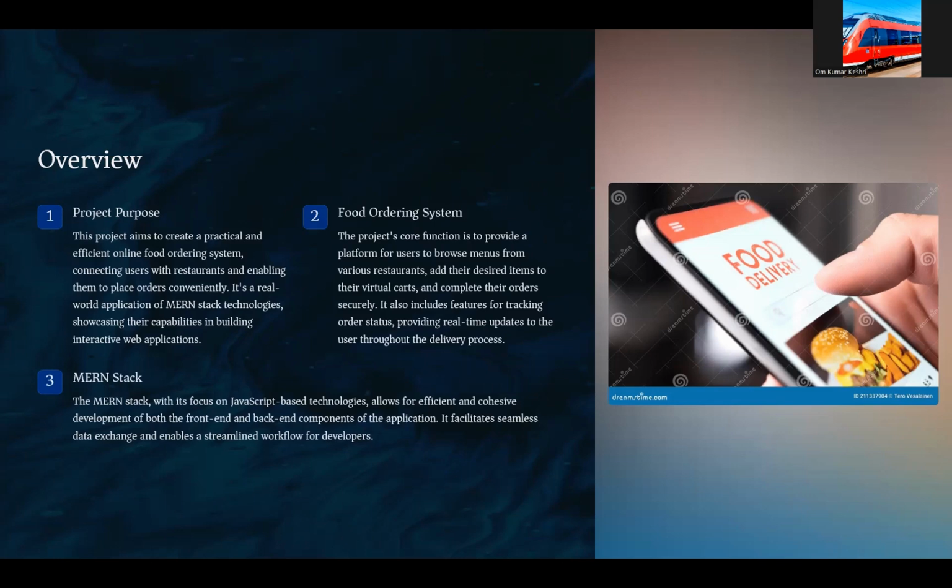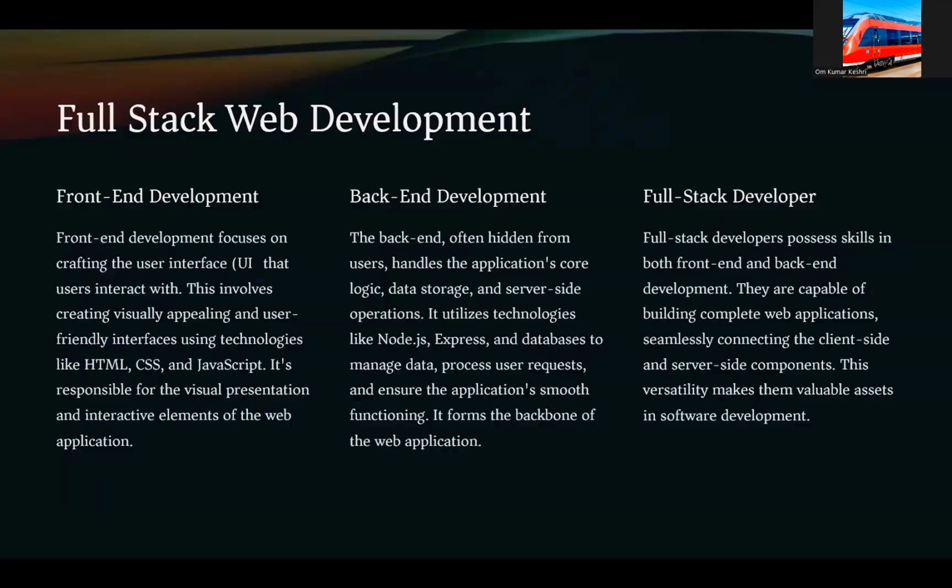MERN stack. The MERN stack, which stands for MongoDB, Express.js, React, and Node.js, is a powerful set of JavaScript-based technologies that allow us to build both the front-end and back-end components of the application using a single programming language, JavaScript. This cohesive environment significantly enhances the efficiency of the development process. One of the key advantages of using the MERN stack is its ability to facilitate seamless data exchange between the front end and back end.